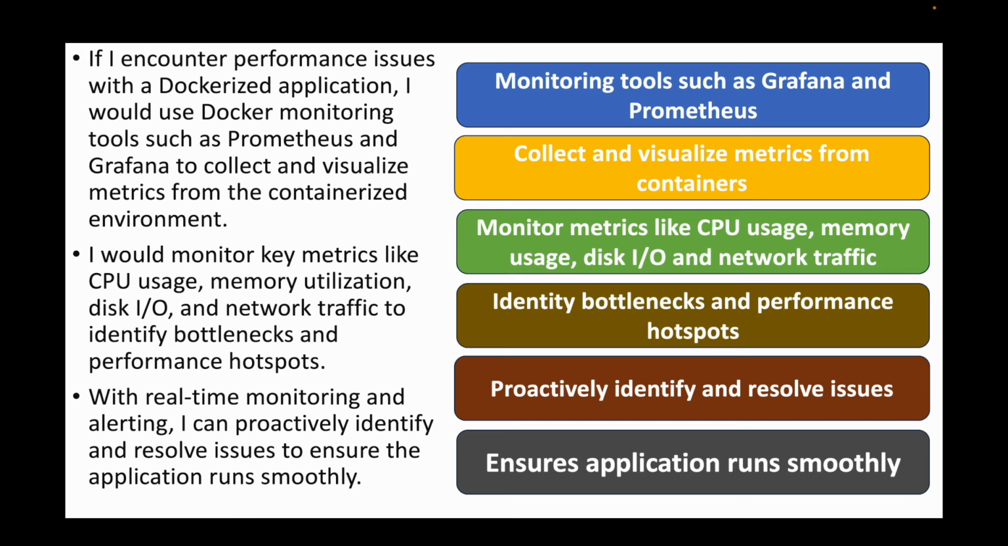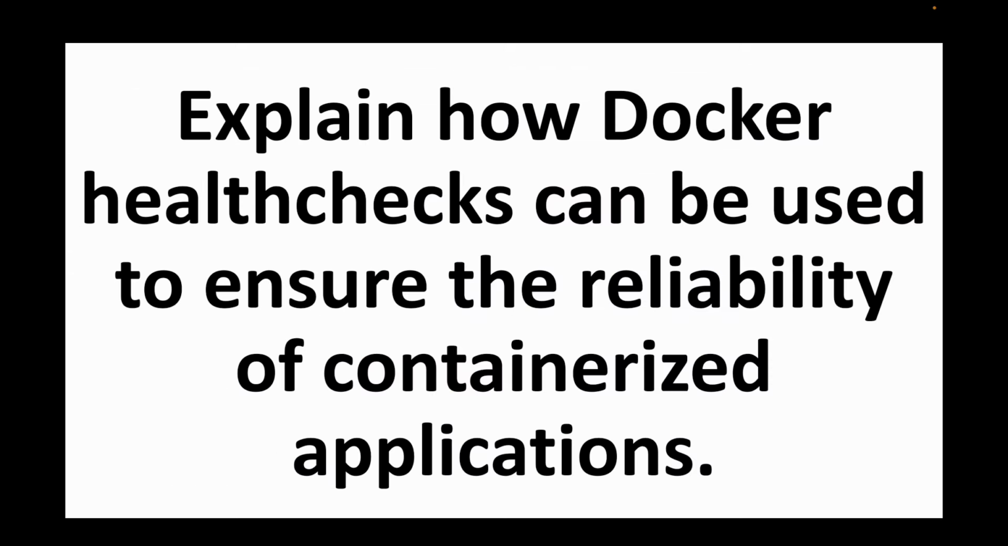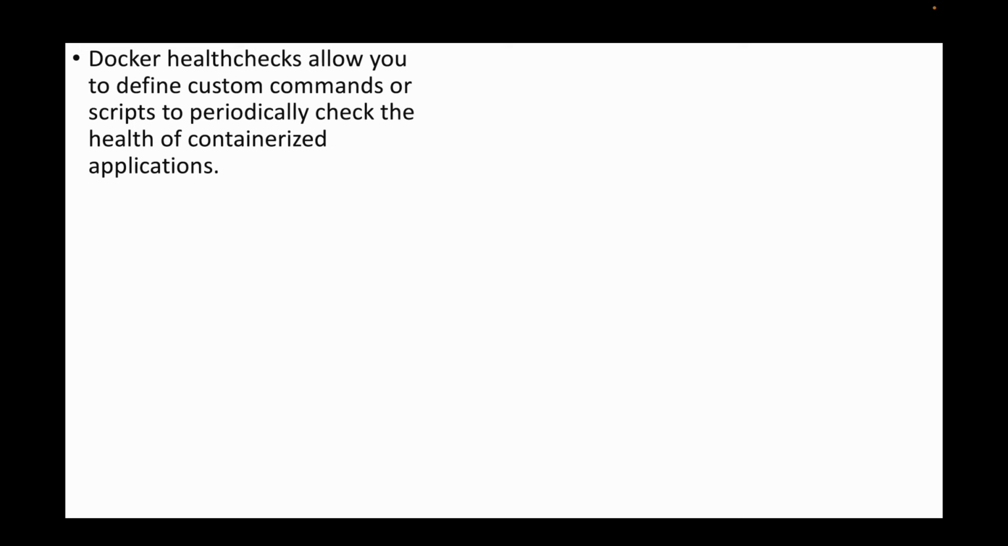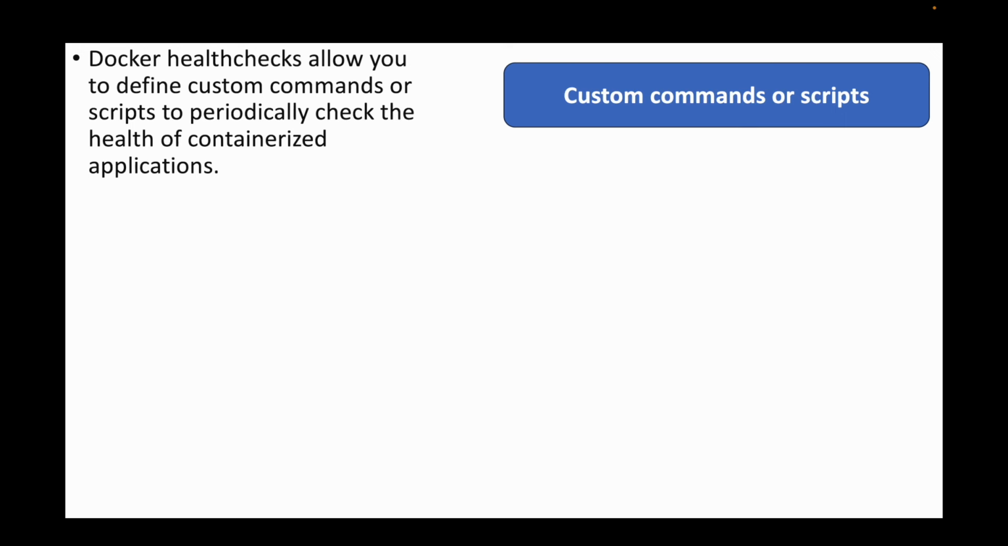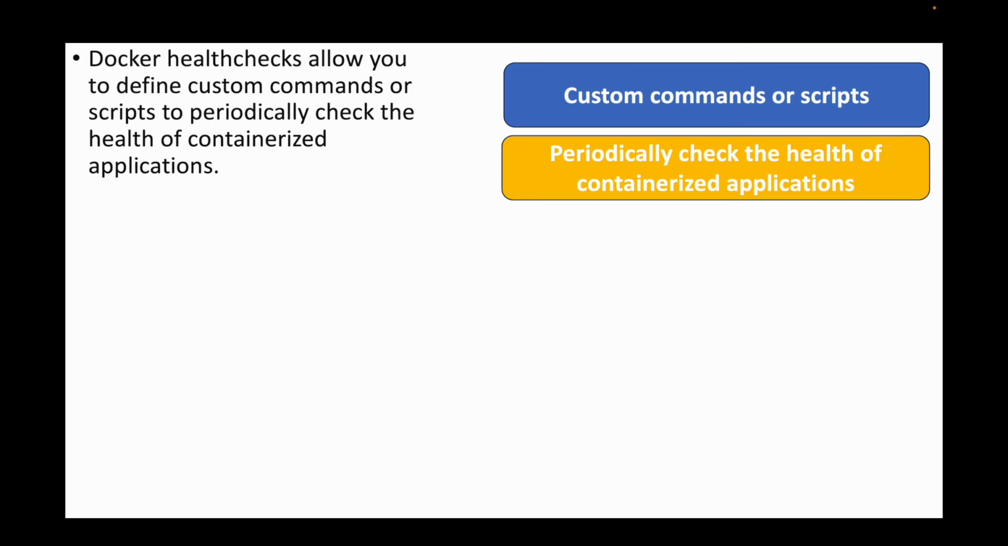All right, so that's basically how we can monitor the performance and also make sure we are solving the problems with the containerized applications. The next question we have is, explain how Docker health checks can be used to ensure the reliability of containerized applications. Now, at any point, if you want to monitor the container health to make sure the container is working as expected or the application running inside the container is working as expected, we can make use of Docker health checks for that. Now, these Docker health checks are simply custom commands or scripts that we will be periodically executing on the containerized applications.